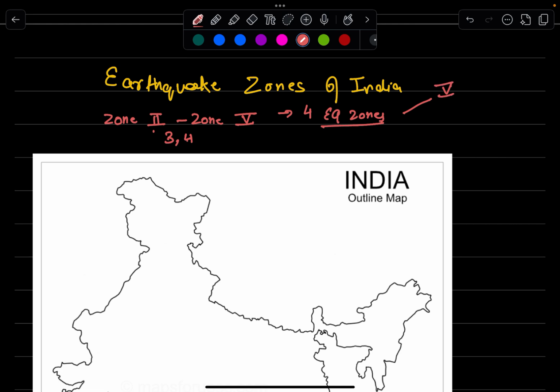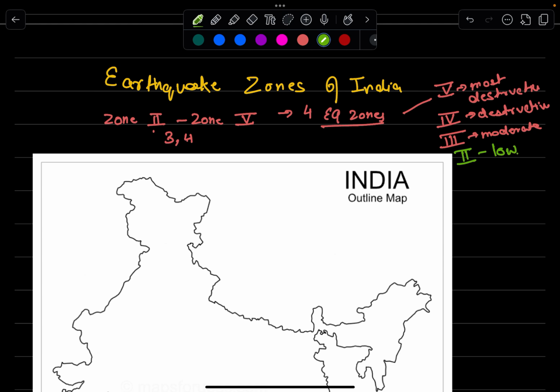Zone 5 is the most destructive. Zone 4 is destructive, quite a lot still. Zone 3 is moderate, and zone 2 is a low risk zone. Who does this? It is done by the Bureau of Indian Standards. So keep this in mind: the Bureau of Indian Standards does it.